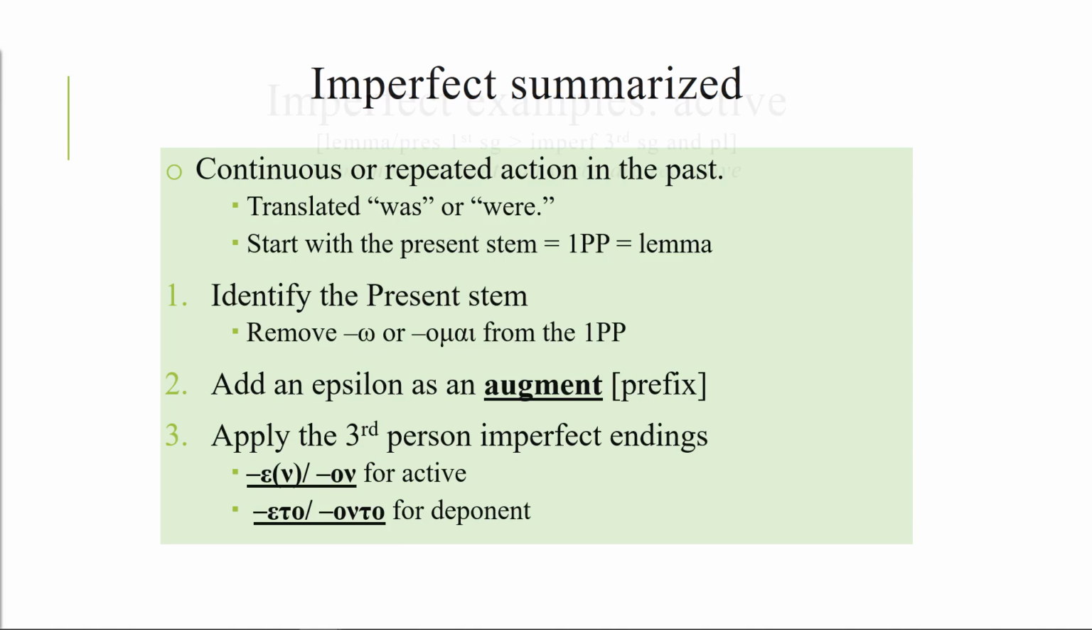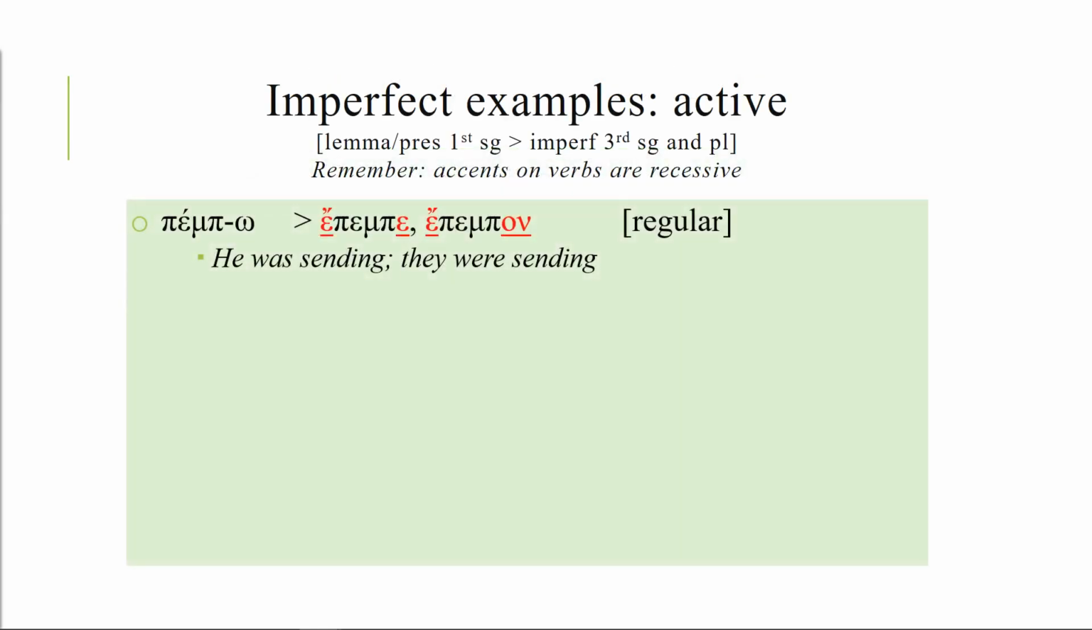So here are some active imperfect examples. The lemma is given first, and then the imperfect third person singular form and the imperfect third person plural form. So pempo is a pretty regular verb in the imperfect.